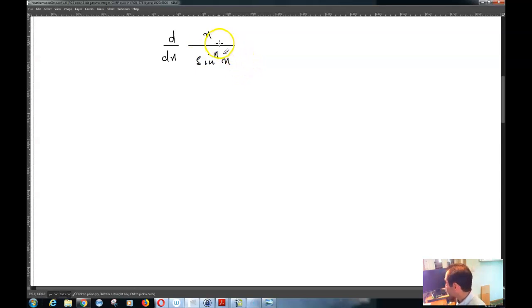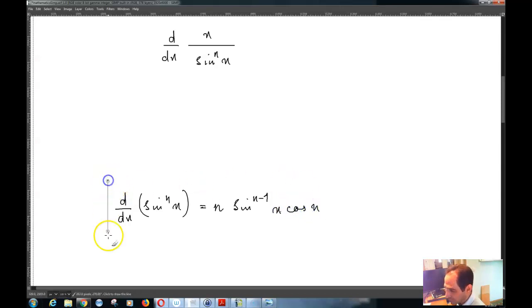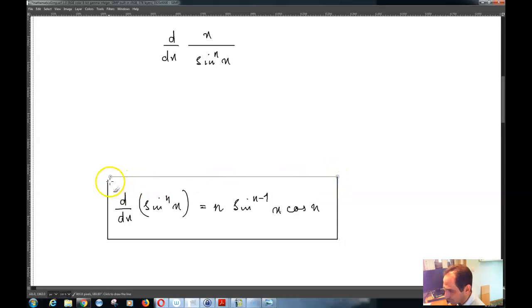So what we showed before was that d by dx of sine raised to the power n of x was equal to, I don't remember really what that was. It was n times sine raised to the power n minus 1 of x times cos x. This was d by dx of sine raised to the power n of x, and we proved this, right?